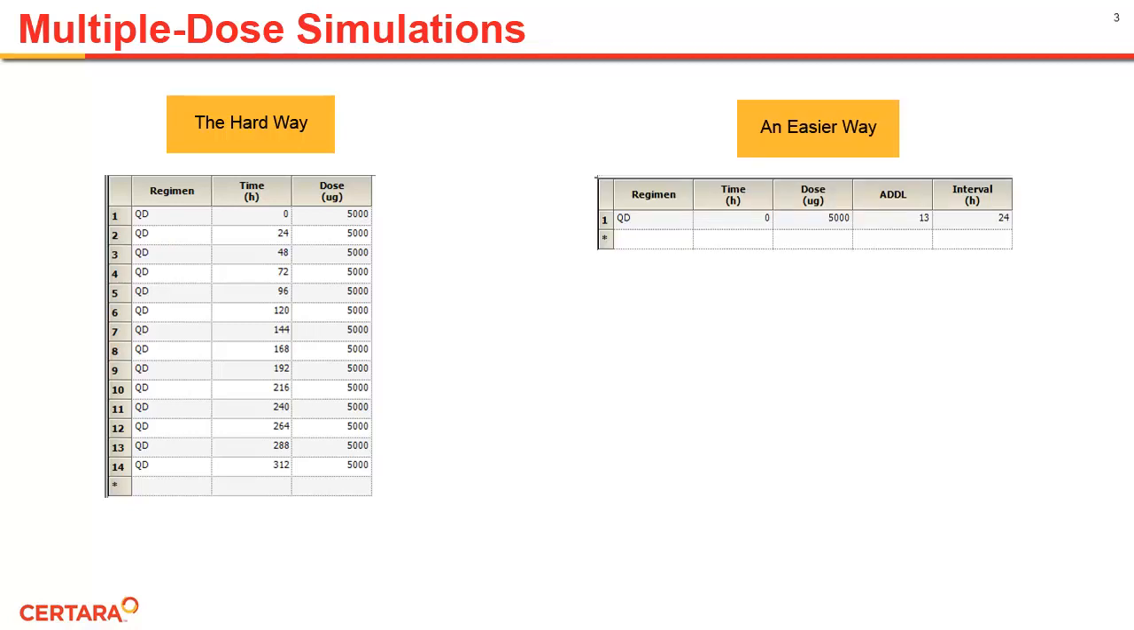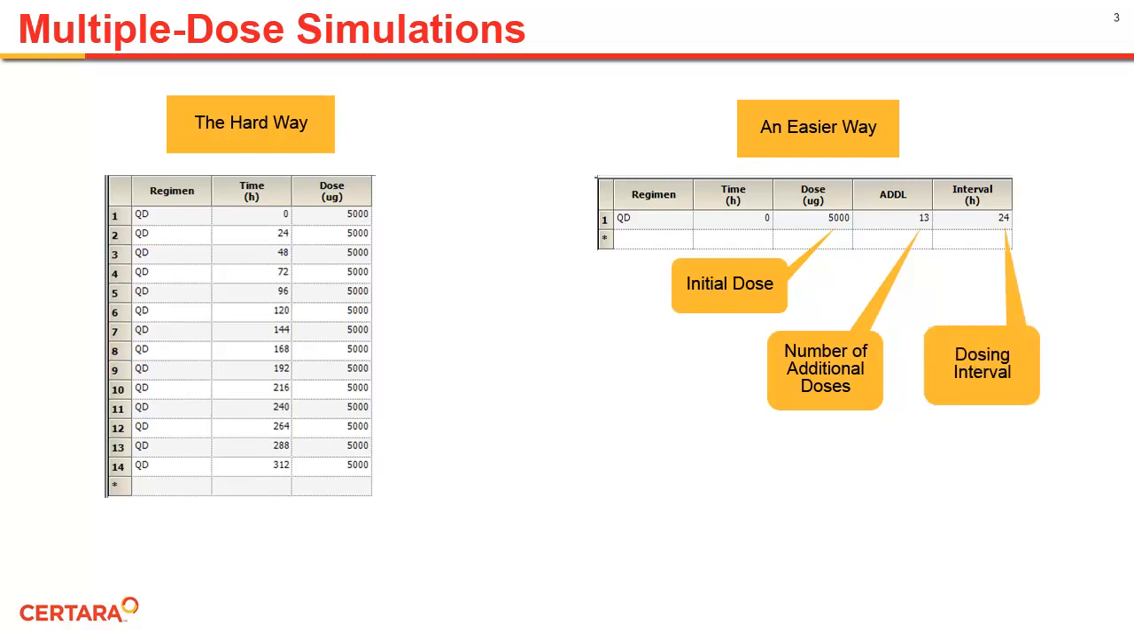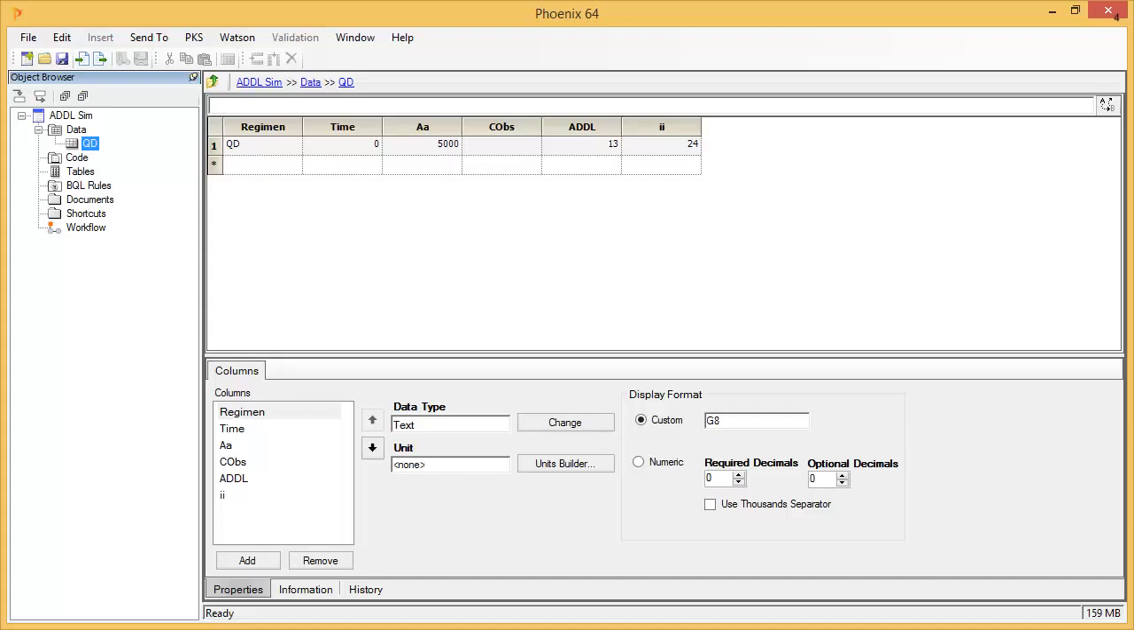We only need to have one row for the initial dose at time 0. We add a column called ADDL, which is the number of additional doses, and the dosing interval. These two approaches would result in exactly the same doses, but the approach on the right is much easier to set up. We start with a similar worksheet with columns for the dose amount, the number of additional doses, and the dosing interval. We also included an empty COBS column. This column is not necessary, but it is useful to include for reasons we will show later.